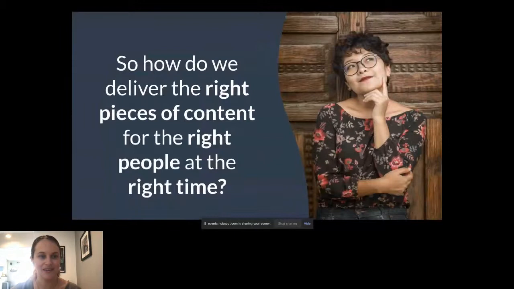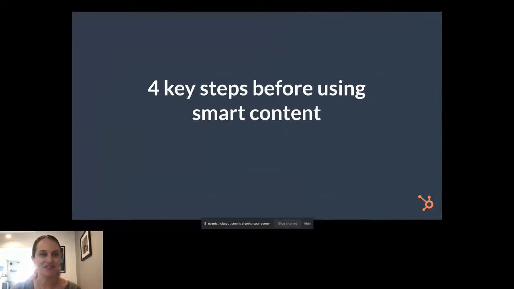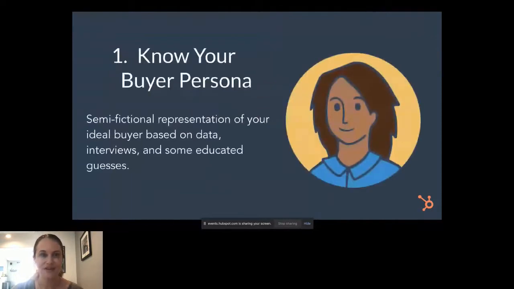Okay, so now that we know a little bit more about what contextualized marketing is and why it's important, how do we deliver the right pieces of content to those right people at the right time? That's the question. So let's go over 4 key steps that you should complete before even using smart content. First, and people that are very familiar with HubSpot will probably recognize this, we need to know who we're selling to. We need to know who we want to engage.